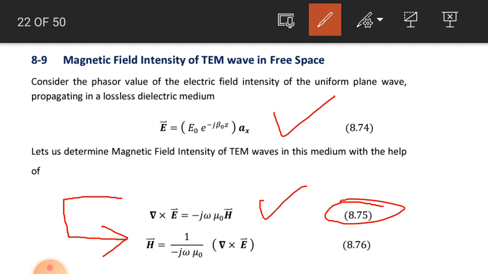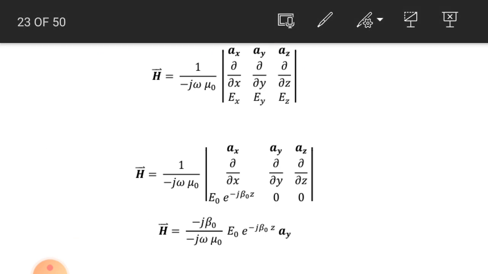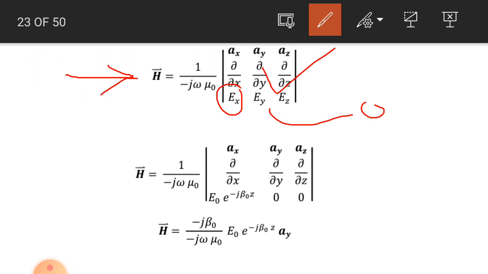The magnetic field intensity will be equal to 1 over minus j omega mu naught, and then we have the curl of the electric field intensity. You know that the curl of the electric field intensity is calculated with the help of a determinant. So H will be equal to 1 over minus j omega mu naught, and we can find out the curl of the electric field intensity with the help of this determinant. And you know that there is only one component of the electric field intensity, which is the X component. The Y component is zero, and the Z component is zero as well. So we put the value of the X component in this determinant, which is E naught into e raised to power minus j beta naught z.